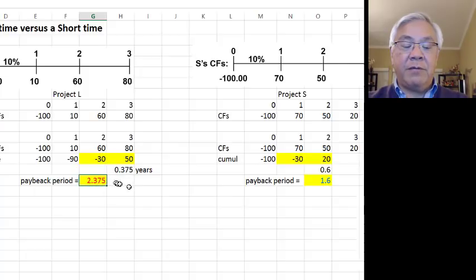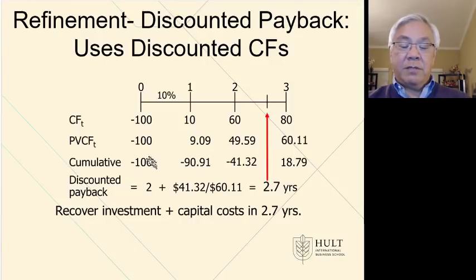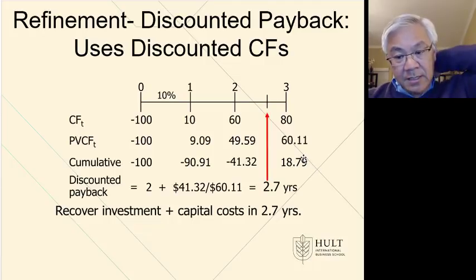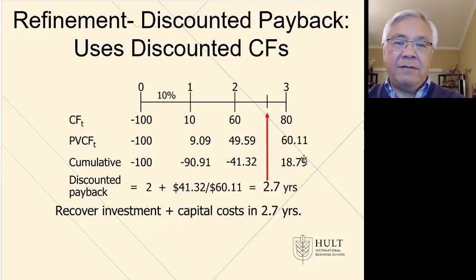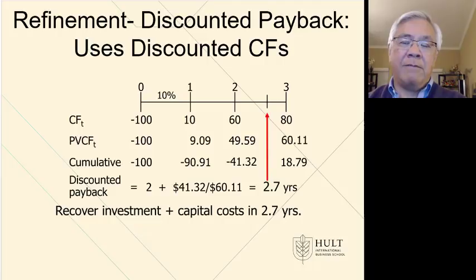so 2.375. Now, if we do the present value of each of those cash flows, and we now go negative this, then cumulative, cumulative, and bingo, it moves out to 2.7 years from 2.3 years. So it's a refinement. I don't really like this one, honestly, because it still ignores the future. And if you're going to go through the trouble of doing net present value, why don't you do it right through using an NPV formula or IRR. So I'm not even going to show you this on Excel.